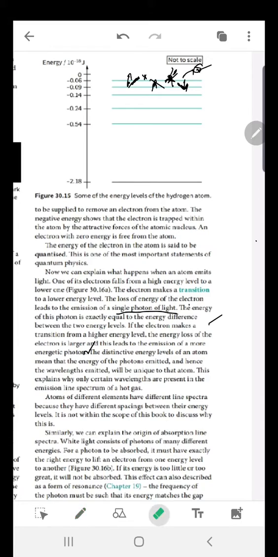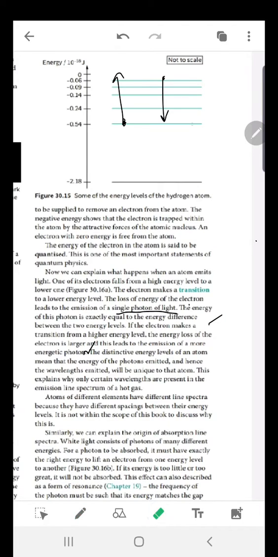For example, now they are saying that a very powerful photon is going to take this over here, and now when it is going to come back, it is going to release a high amount of energy. So a highly energetic photon is going to get released, which will produce a different color.